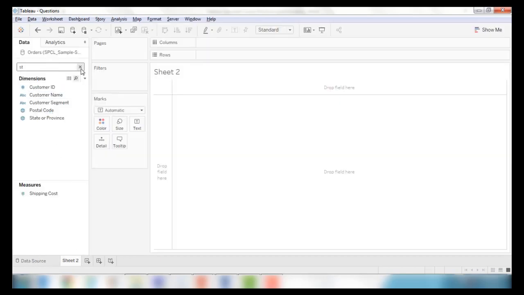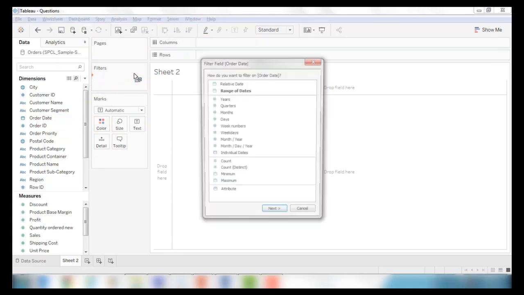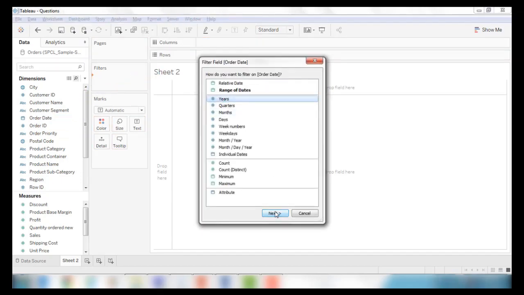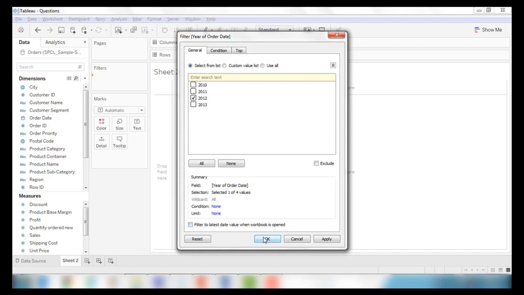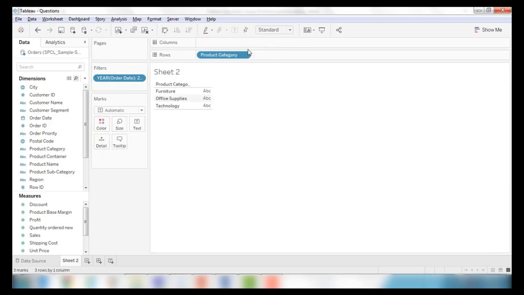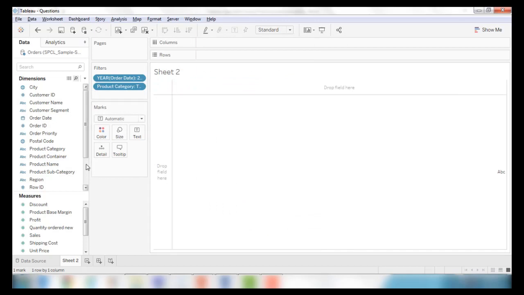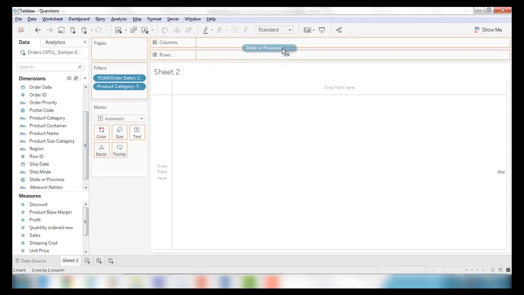Since in the question they have asked to put the year, consider the year as 2012, and they have mentioned to use the category. If I see product category, we have 3 categories. Let me put it on the filter. We select the technology category, and they have asked to use the state. This is state or the province.